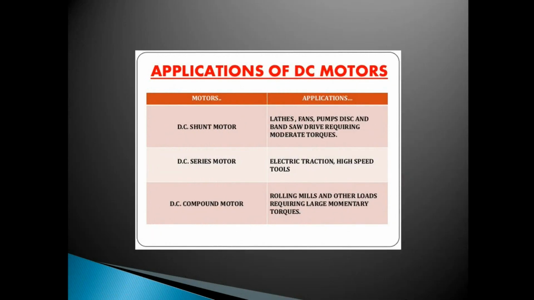Applications of DC motor. DC shunt motor is used in lathes, fans, pumps, discs, etc. DC series motors are used in electric traction, high speed tools, etc. DC compound motor is used in rolling mills and other loads requiring large momentary torques.